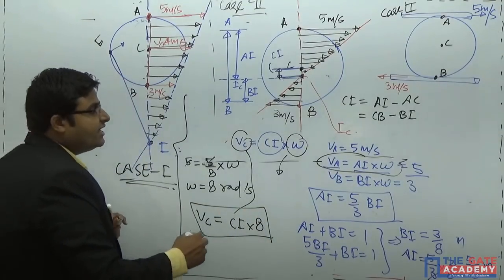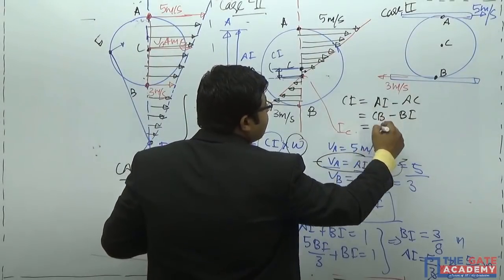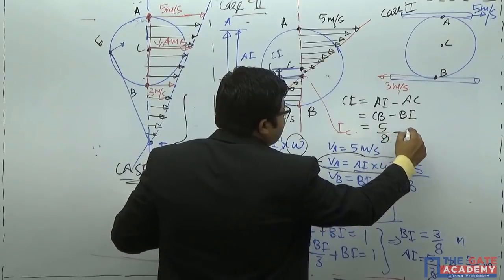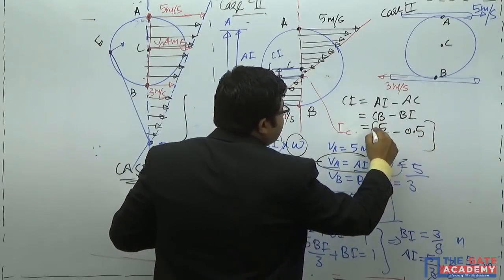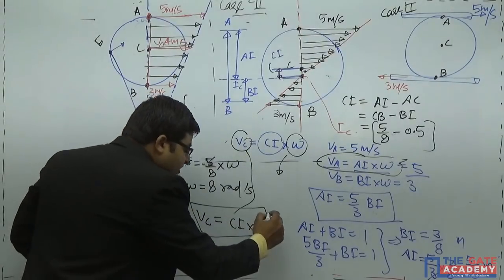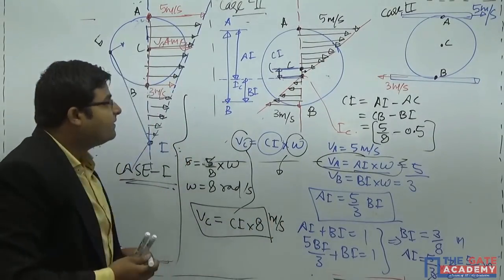What is the value of Ci? Value of Ci is nothing but this Ai you have got, 5 minus 8, that is minus 0.5. Like this, Ci is known to you, omega is known to you. You can find out velocity at point C in meter per second.